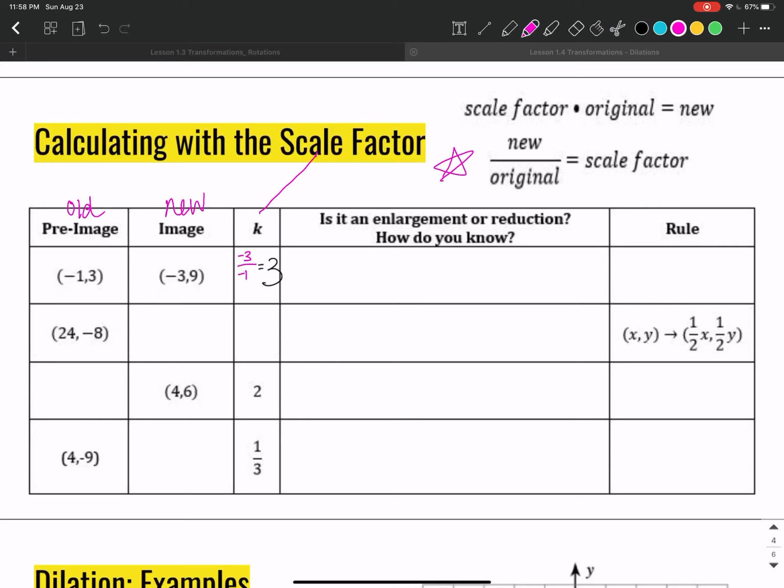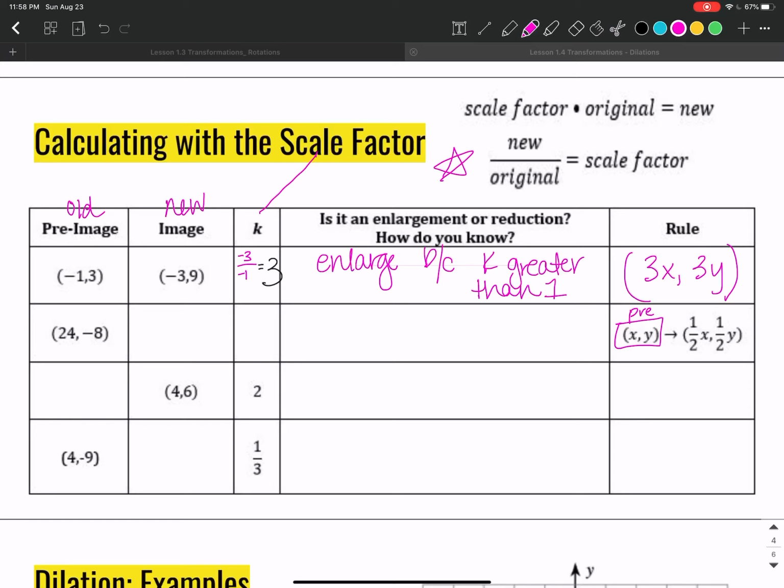So is it an enlargement or a reduction? And how do we know? Well, we should know that it's an enlargement, and that's because our scale factor, or k, is greater than 1. So for our rule here, you can see this would be our original, or our pre-image, and this would be our new one, or our image. So we can just write the rule in general. That would be 3x, 3y. And again, this is a coordinate point, so it needs parentheses.